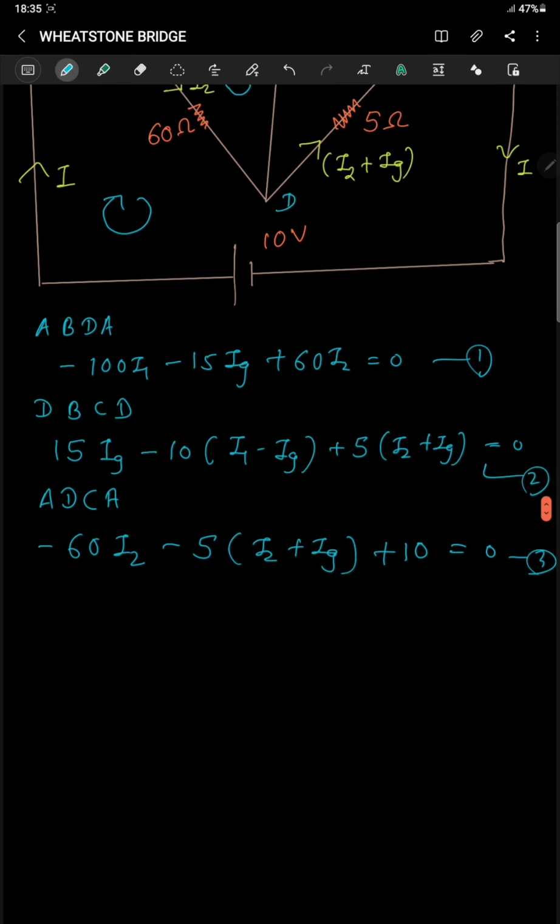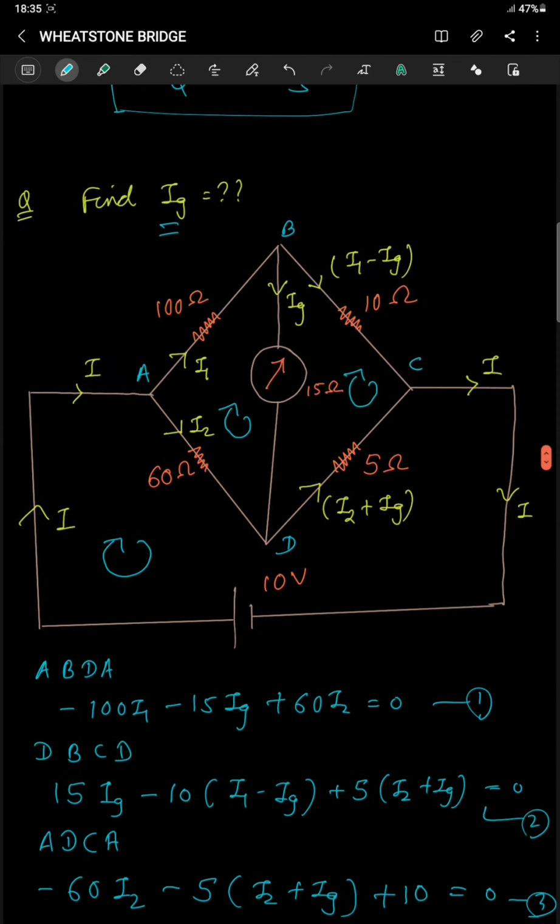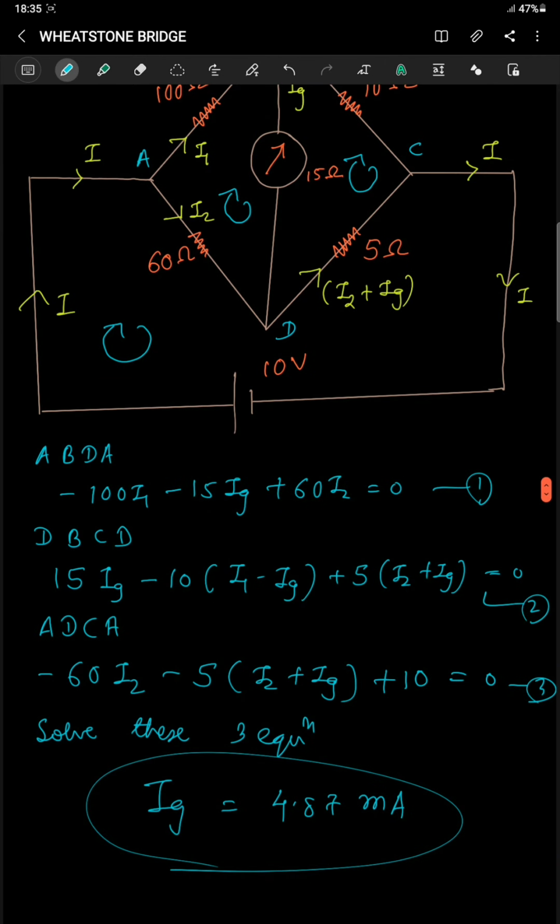Now what you have to do is simply solve these three equations. I am telling you the answer; you can solve it and check it out. You should get Ig equal to 4.87 milliampere. This will be the answer coming out. After getting three equations, with three unknowns, it is purely your mathematics. Just solve it and check whether you have got the answer or not.